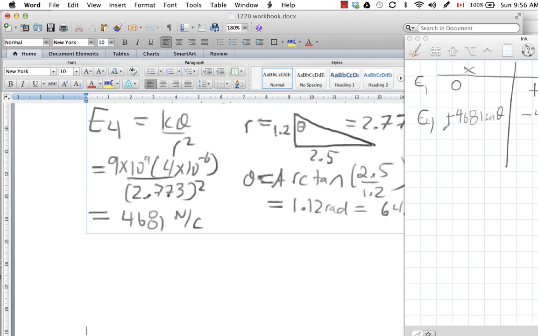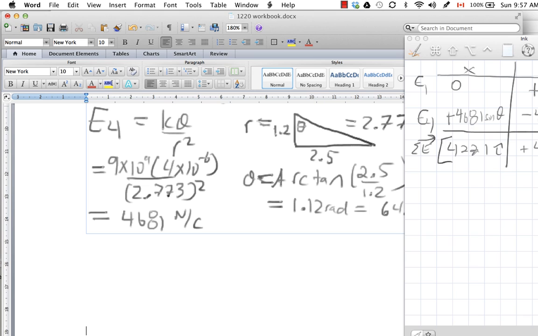So putting in the angle theta of 1.12 rads, we get the following resultants: 4221 in the i direction, and this gives us 4224 in the j direction, newtons per coulomb. So that is the resultant field at that field point. Those are the i and j, x and y components.